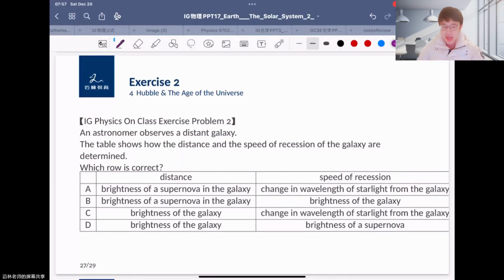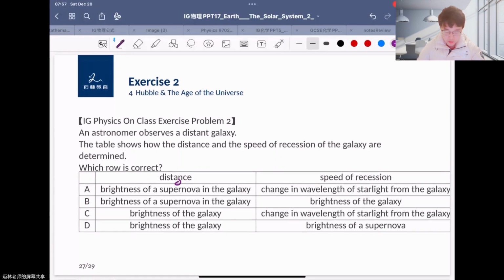Okay, so I guess you have just looked through all the questions. Here, you want to find whether the distance is bigger or smaller. So how do we determine the distance, the magnitude? We can get it from the brightness of a galaxy, or the brightness of a supernova in the galaxy, right? We want to find the speed of the recession of the galaxy. If we are observing the brightness of a galaxy, we can find the distance.